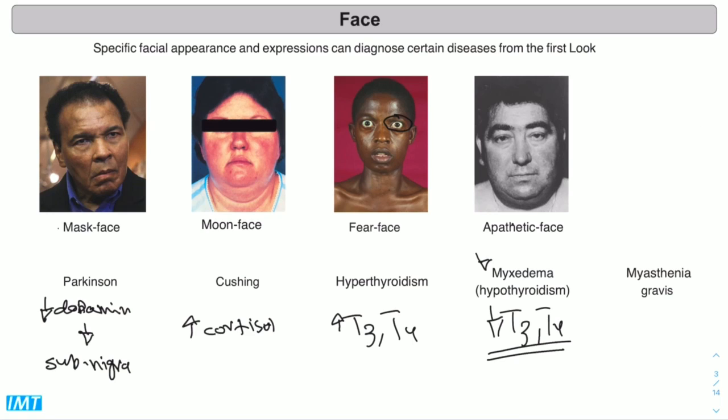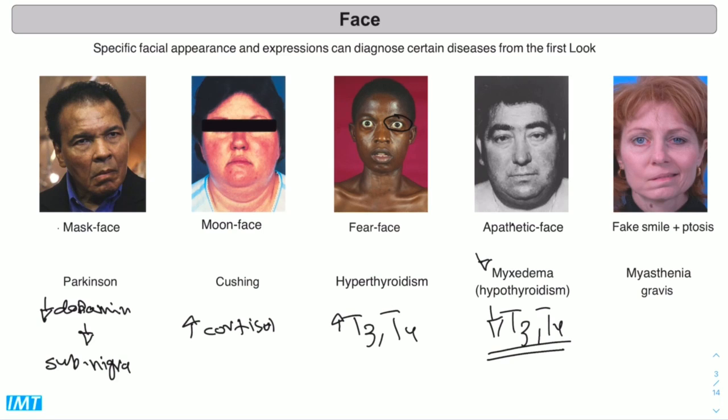Next, we have the myasthenia gravis look. It's called the fake smile plus ptosis. As you can see here, why do we call this fake smile? Because the patient is trying to smile hard, but it does not look normal. Myasthenia gravis is mostly due to low acetylcholine level, which we need for muscular contraction.